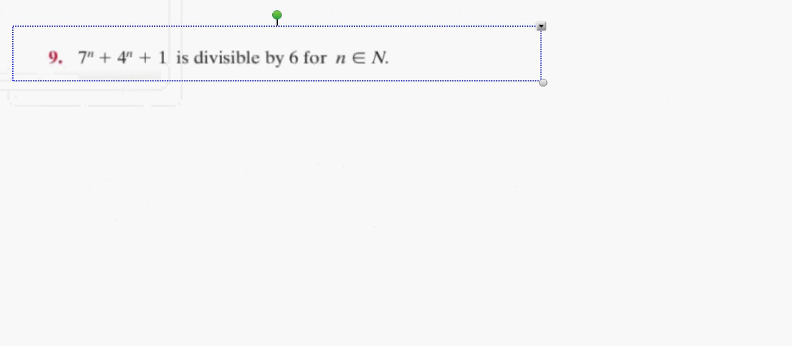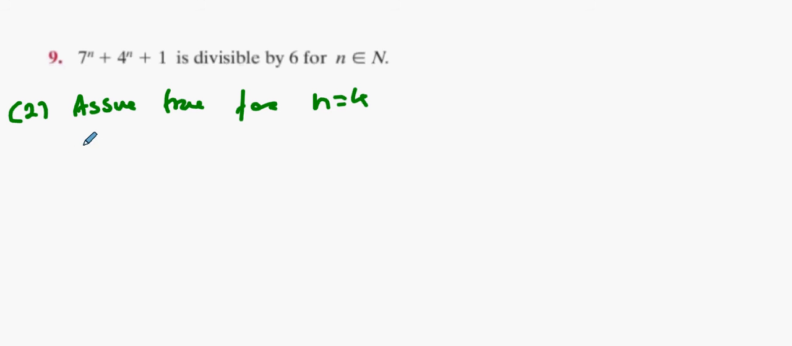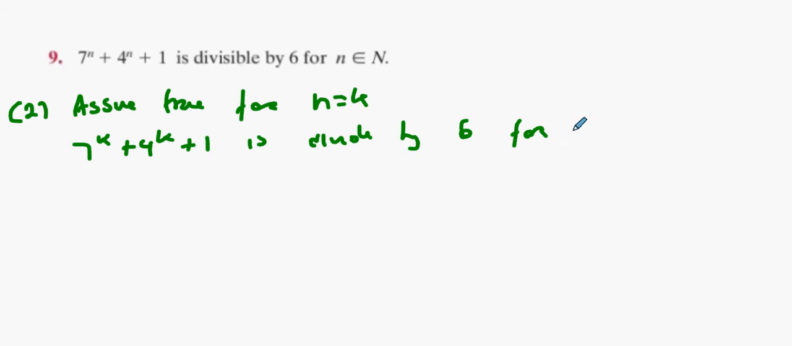Right. So lads, look. 7 to the power 1, 4 to the power 1 is 11. 11 plus 1 is 12. 12 divided by 6 is 2. Write it out formally. It works for p of 1. Is that okay? Now assume true for n equals k. 7 to the power k plus 4 to the power k plus 1 is divisible by 6 for all natural k numbers, k element n.